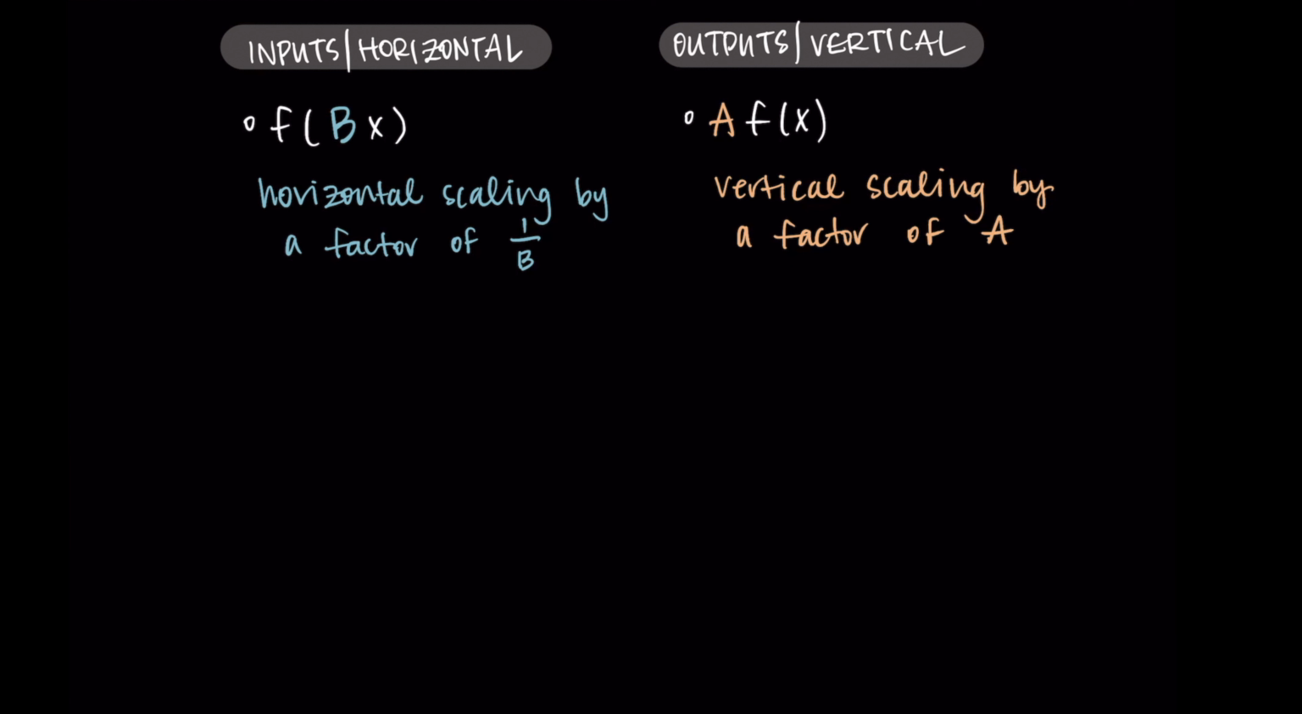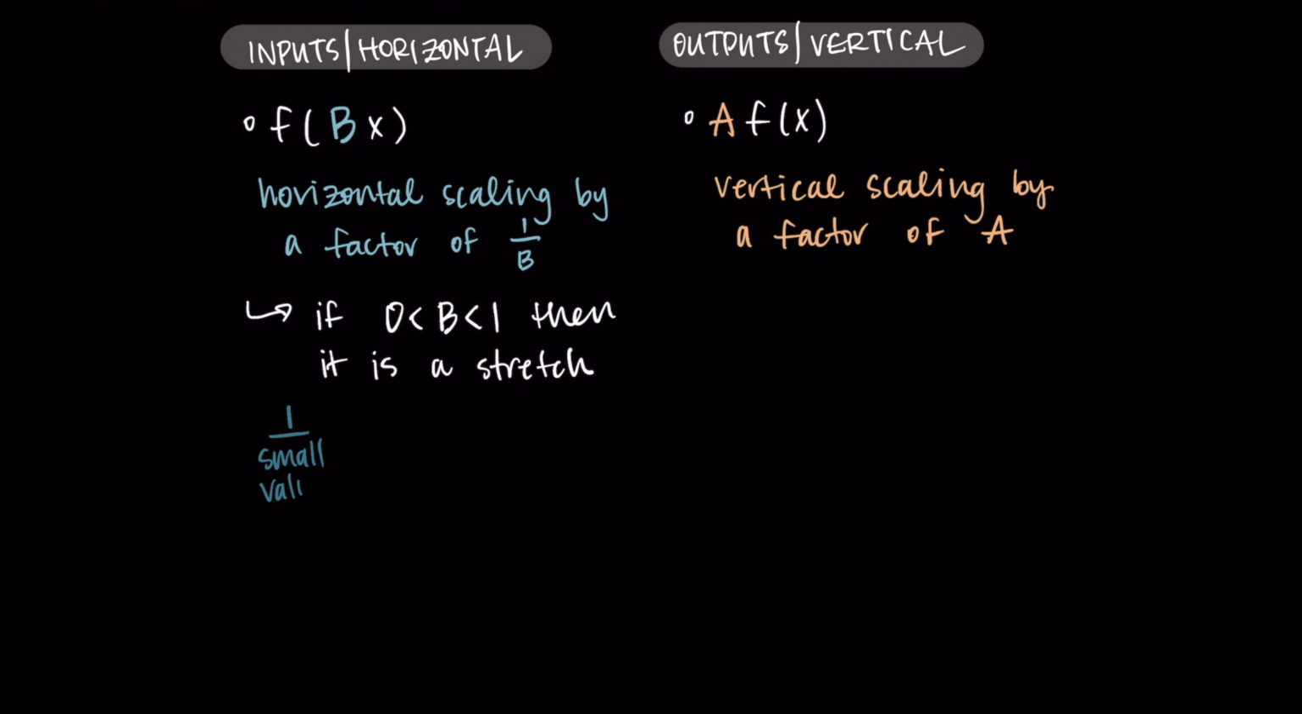So now let's talk about how we know if we have a compression or a stretching. So in all of these, we're going to assume that a and b are positive values, because if they were negative, we'd have a reflection. So we did reflections separately. Here we're looking at just positive values. So if b is between 0 and 1, we see that this is a horizontal stretch. So my reasoning here is that if b is some small value between 0 and 1, if we're doing 1 divided by that small value, we're going to get something really big.